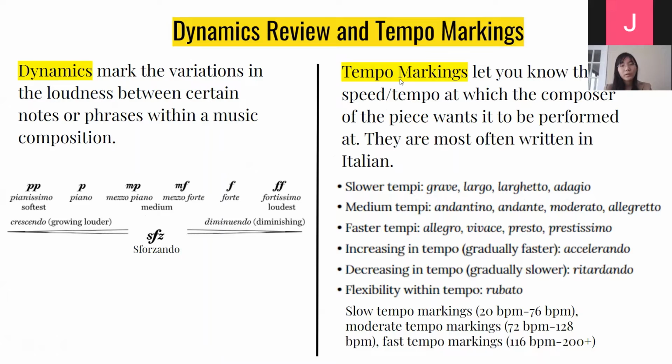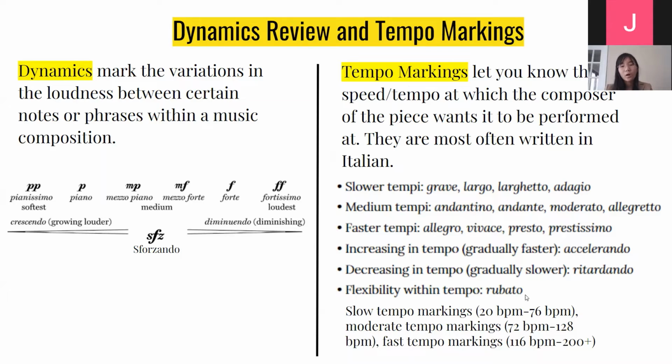So another thing is tempo markings, which let you know the speed and the tempo at which the composer of the piece wants it to be performed. And you could possibly write these into your own composition when you are doing that. Most often, when you play a piece, you'll see them in Italian. There are a couple other languages, but Italian is most often.